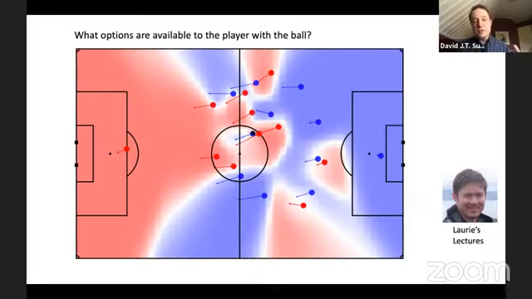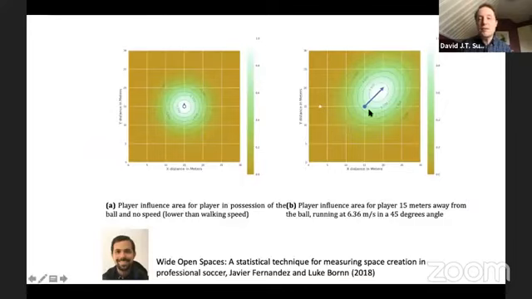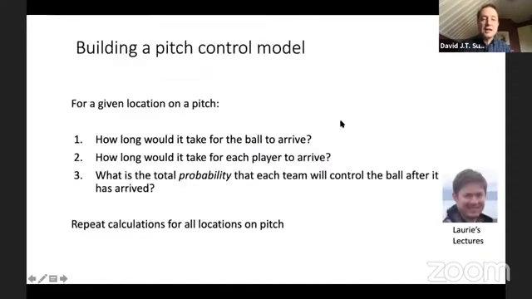This is important to realize: there isn't one unique pitch control model. Every one of them is based on some assumptions. Javier's assumptions are very nice and simple. There's a Gaussian distribution, a normal distribution, which is related to the speed and the position of the player, which determines where they are. In Laurie's lecture, he tries to build it from a more physics-based point of view. He says, for a given location on the pitch, how long would it take for the ball to arrive there? How long would it take for each player to arrive? And so what's the total probability that each team will control the ball after it's arrived? And he repeats that calculation for all locations on the pitch.